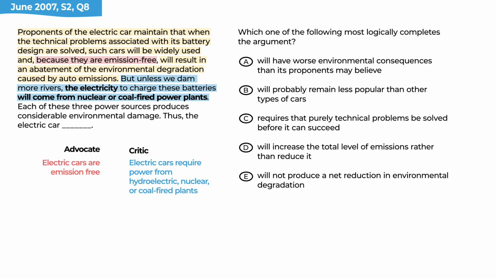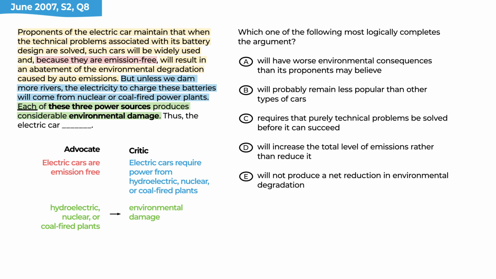It may not be emitting emissions, but the electric car still needs to get its power from somewhere. And without damming rivers, we're going to have to get that electricity from nuclear or coal-fired power plants. So those are our options, essentially. Dams, nuclear power plants, and coal power plants. And then the critic says that each of these three power sources produces considerable environmental damage.